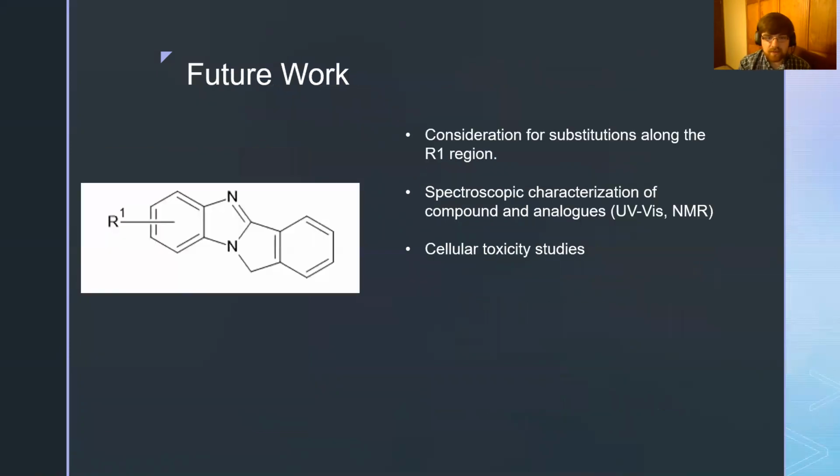In terms of future work, we look to considerations for substitutions along the R1 region. We believe that these will change overall the spectroscopic properties of the molecule. And furthermore, we intend to get spectroscopic characterization of those analogs in the future as well, through processes like UV-Vis or NMR studies. Furthermore, we also will be looking to cellular toxicity studies. This may be a ways off, however, and may also provide a valuable impetus for collaboration in the scientific community as a whole.